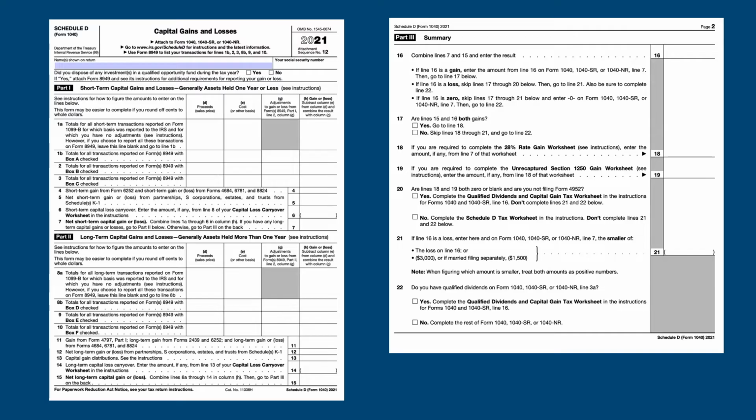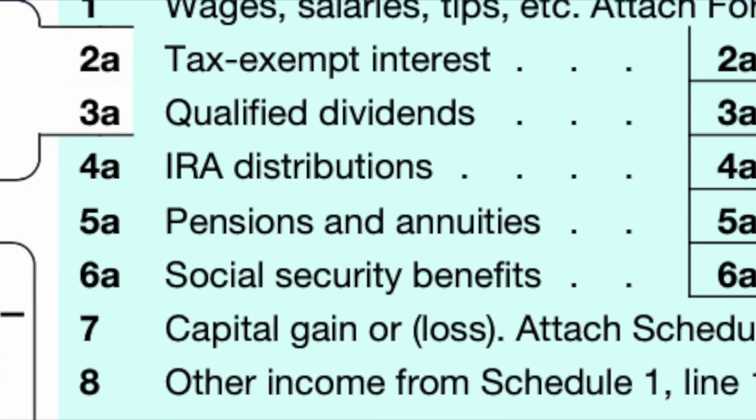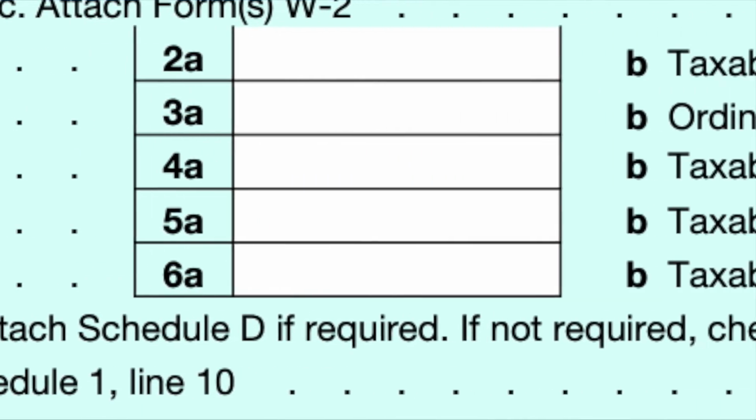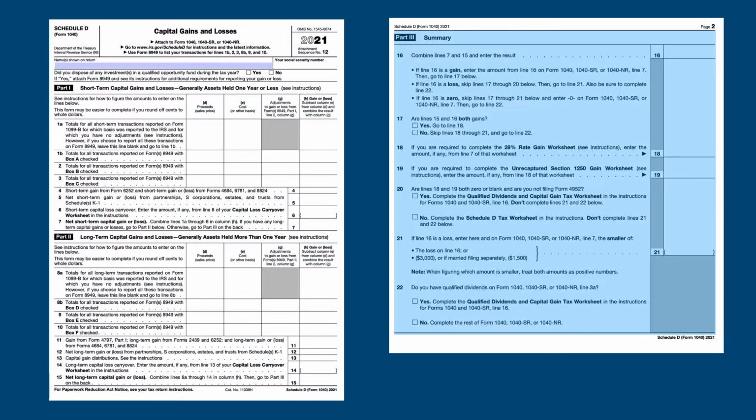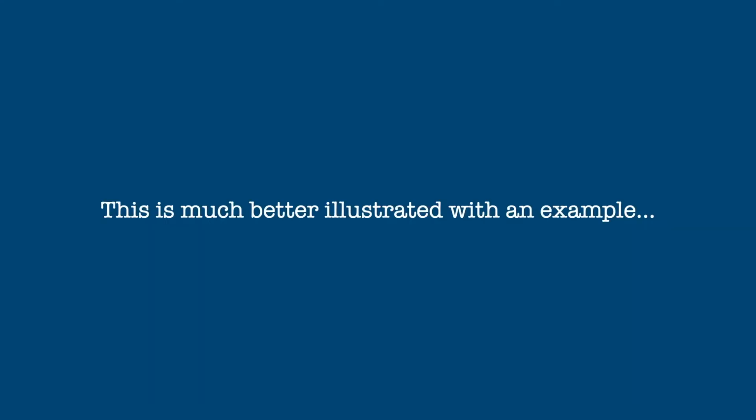A Schedule D has 3 parts on 2 pages. Part 1 shows short-term transaction totals, Part 2 shows long-term transaction totals, and Part 3 summarizes the information from Parts 1 and 2. The figure on line 16 is reported on line 7 of your Form 1040. The rest of Part 3 tells you what worksheets you need to use to calculate your capital gains tax depending on the situation. This is much better illustrated with an example.